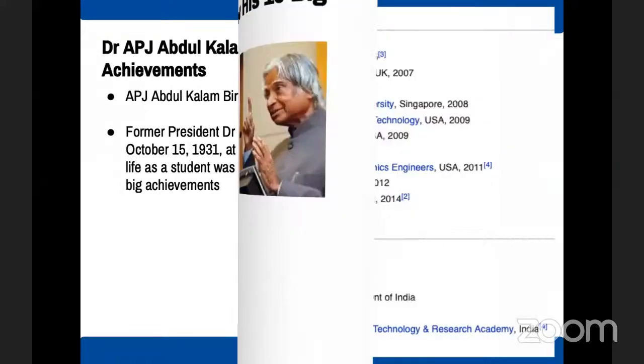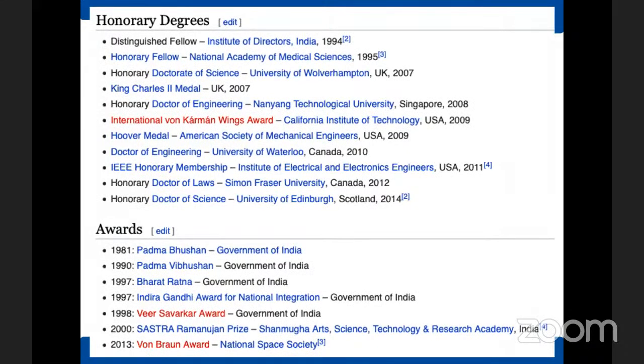To name a few, he received many honorary degrees, starting from Distinguished Fellow from the Institute of Directors, India in 1994, then Honorary Fellow of the National Academy of Medical Sciences in 1995, Honorary Doctorate of Science from the University of Edinburgh, UK in 2007, then the King Charles II Medal from the UK in the same year, then Honorary Doctor of Engineering from NTU Singapore in 2008, then the International von Karman Wings Award from the California Institute of Technology, United States of America in 2009. In the same year from the US, he got another medal, the Hoover Medal from the American Society of Mechanical Engineers. Then a Doctor of Engineering from the University of Waterloo, Canada in 2010.